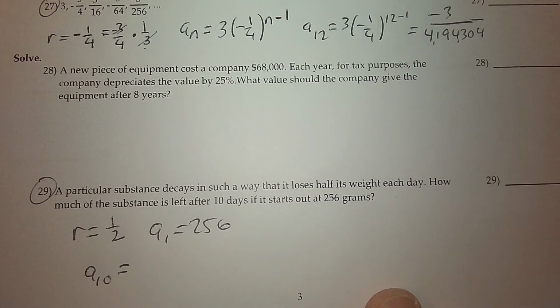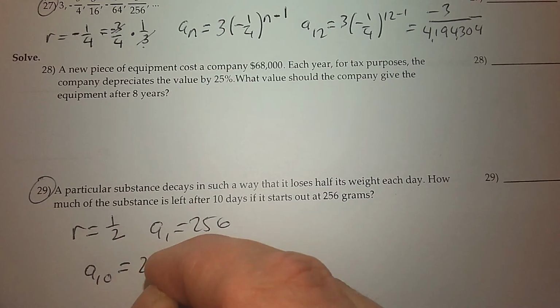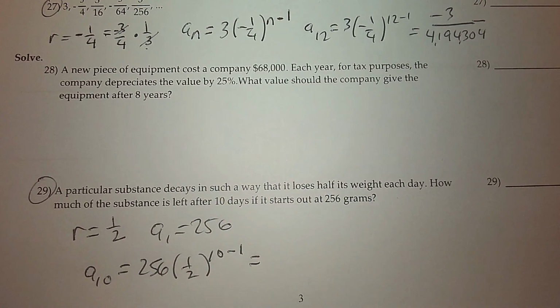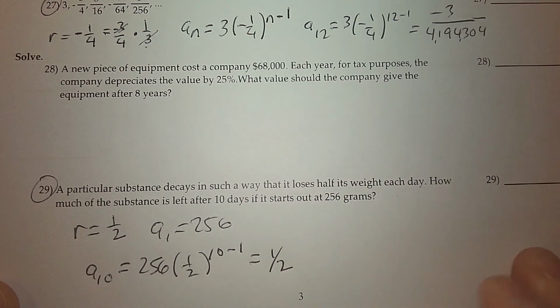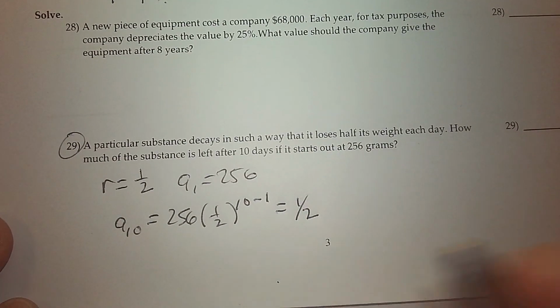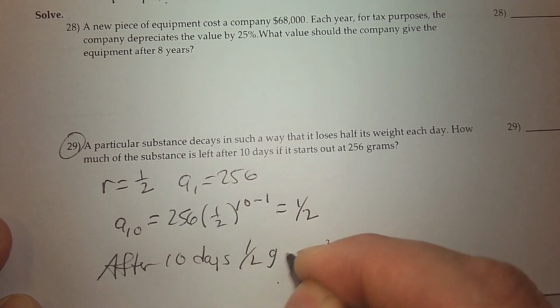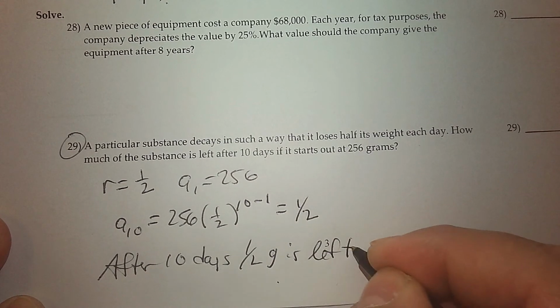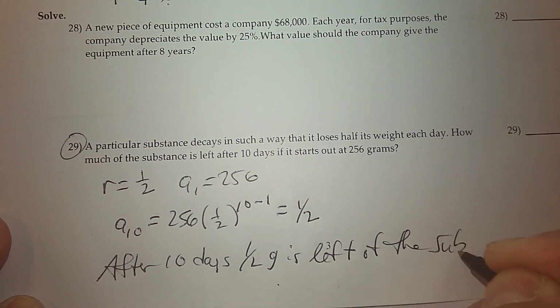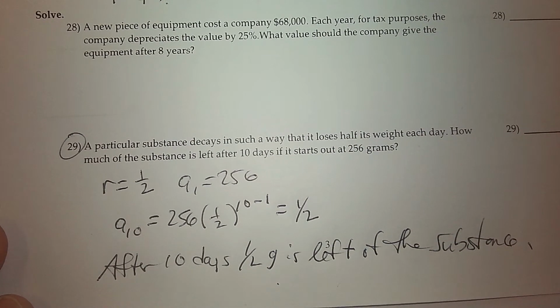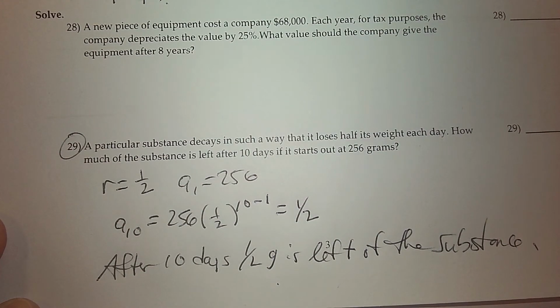I want to find the 10th term. So to find the 10th term in the sequence, we started with 256, 1/2, and then the exponent would be 10 minus 1. And if you did the work, how much of the substance is left? After 10 days, 1/2 gram is left. All right, when you're ready, turn the page, 31.